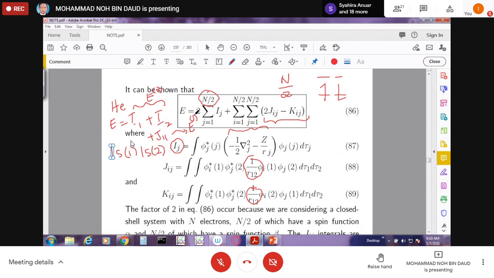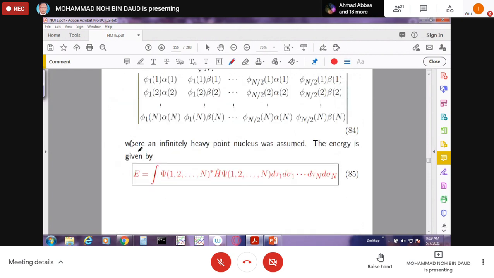You can prove this when we substitute this. As I said earlier, we have this Slater determinant for the ground state configuration. We have the Slater determinant, which combines the symmetric with the anti-symmetric, right?